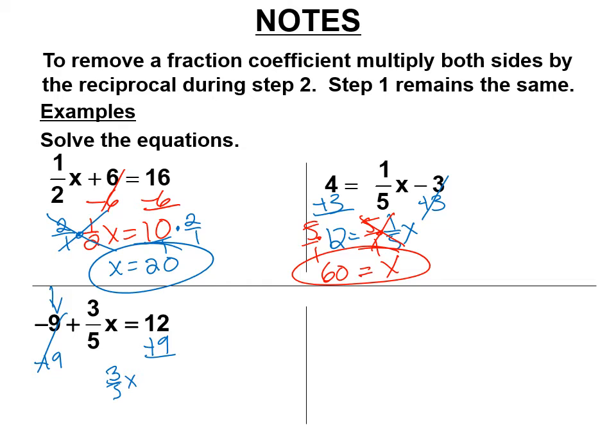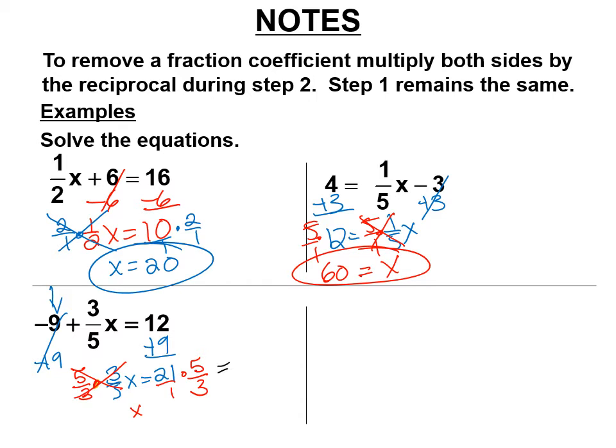3/5 x equals 21. So what's the reciprocal of our coefficient? The reciprocal of 3/5 is 5/3, is how you say that. So we're going to multiply both sides by 5/3. Now, hopefully you remember how to cancel. Cancel this and make it simpler.